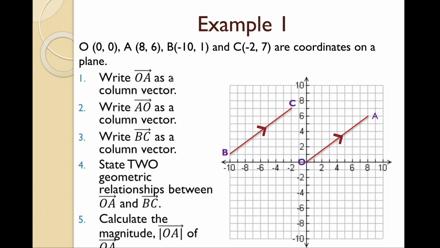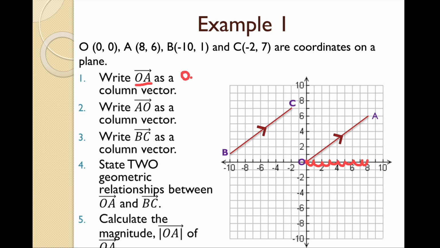The first thing we want to talk about is writing OA as a column vector. The long way of doing these is to count each space. Say for instance, I'm going from O to A. I'm starting from where? What's this called? Origin. So I'm going 1 to the right, 1, 2, 3, 4, 5, 6, 7, 8.